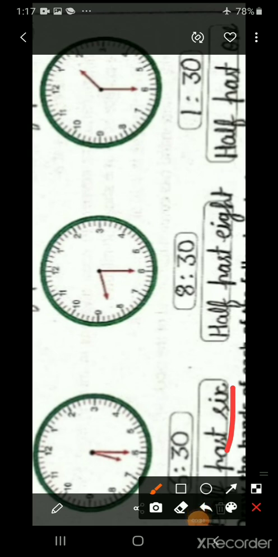In the next picture you can see that the clock is telling the time 8:30. How have I written it? Let's see, because the short hand is between 8 and 9 and the minute hand is on 6. So it will be 8:30. And in another way you will write 8:30. Okay.